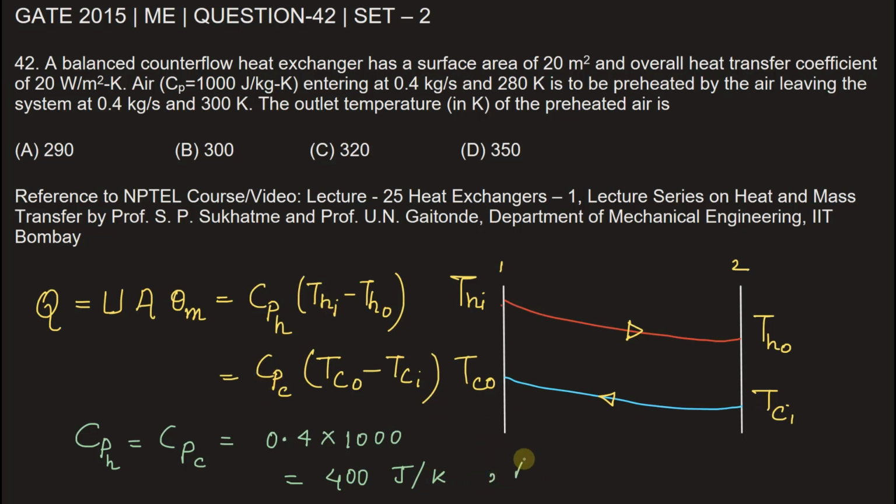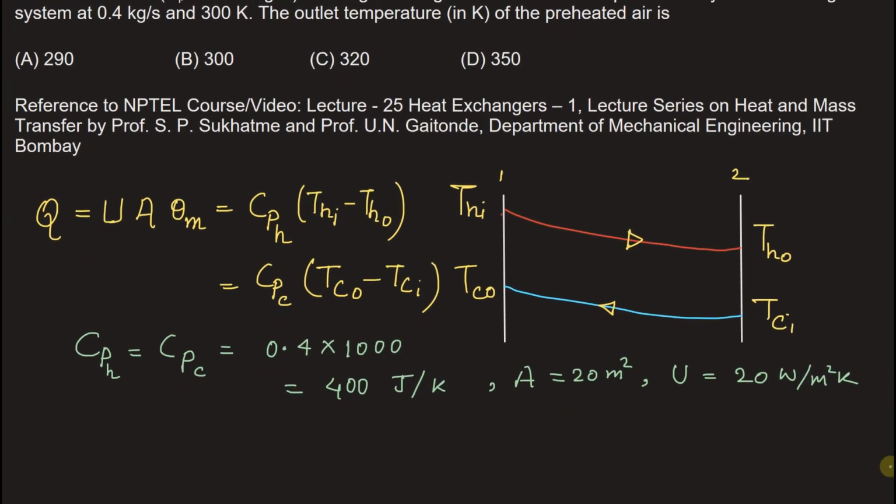Area in the problem is 20 meter square and the overall heat transfer coefficient is 20 watt per meter square Kelvin. Also Tci is given in the problem, Tci is equal to 280 Kelvin, the temperature of cold fluid at the entry, and temperature of hot fluid at the exit is 300 Kelvin.